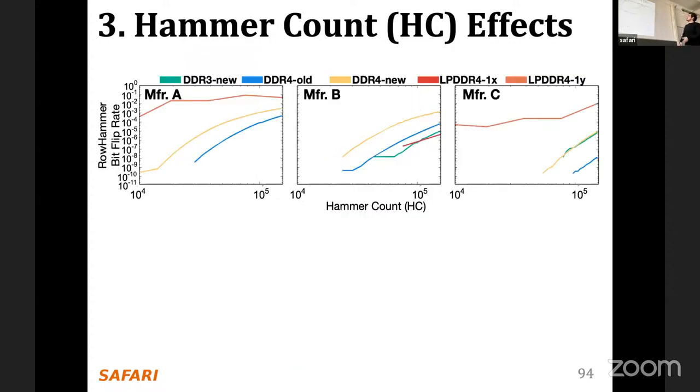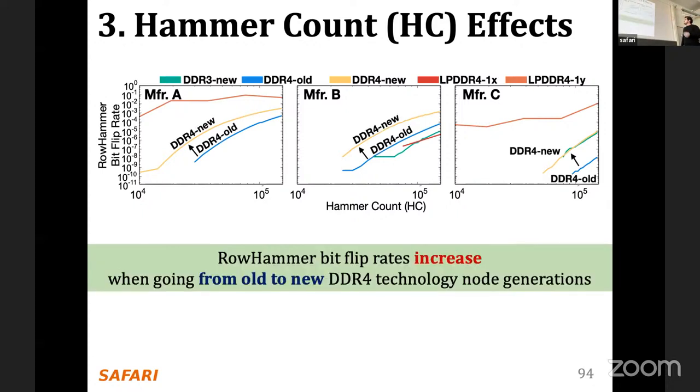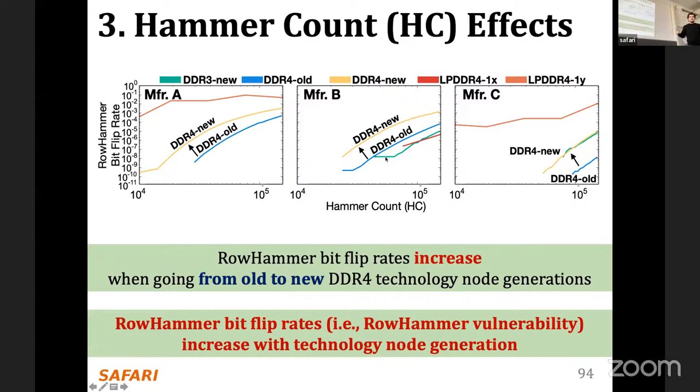So this is one plot that shows the effect of hammer count on the number of RowHammer bit flips you get from different types of DRAM chips, all the new DRAM chips, and across manufacturers. And the takeaway here is basically the bit flip rate increases when you go from an old DDR4 technology node to a new DDR4 technology node, for example, that's highlighted in the plot. RowHammer bit flip rates increase with technology node generation.